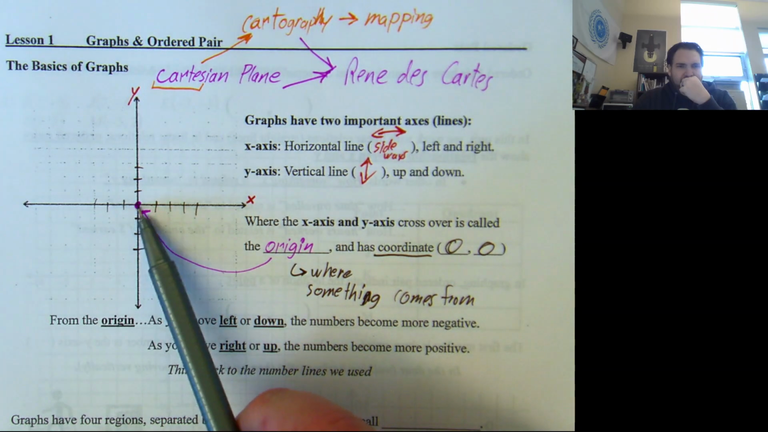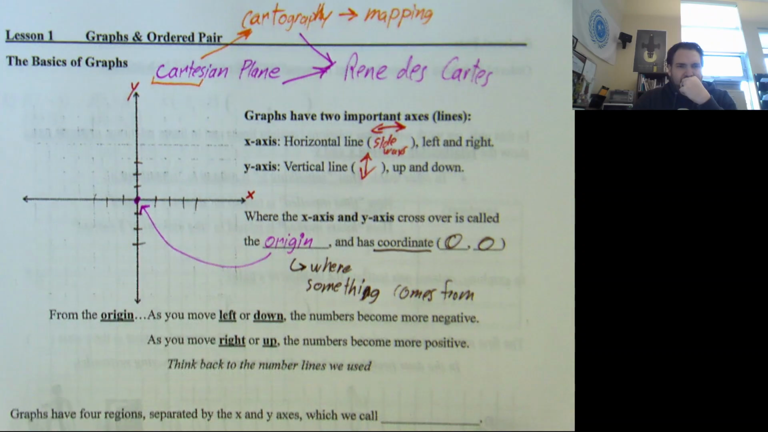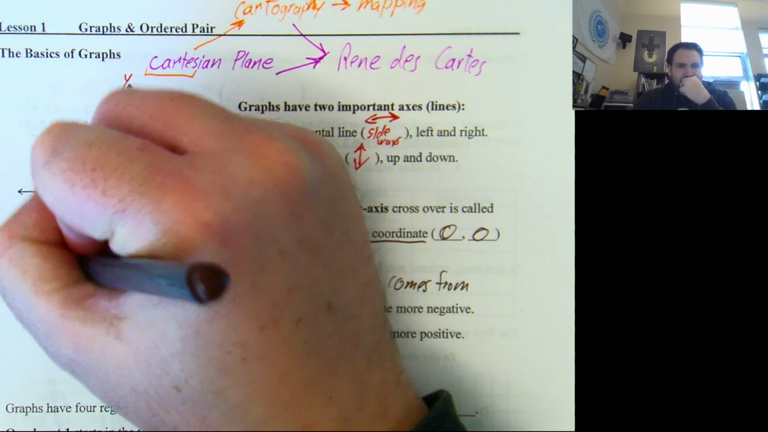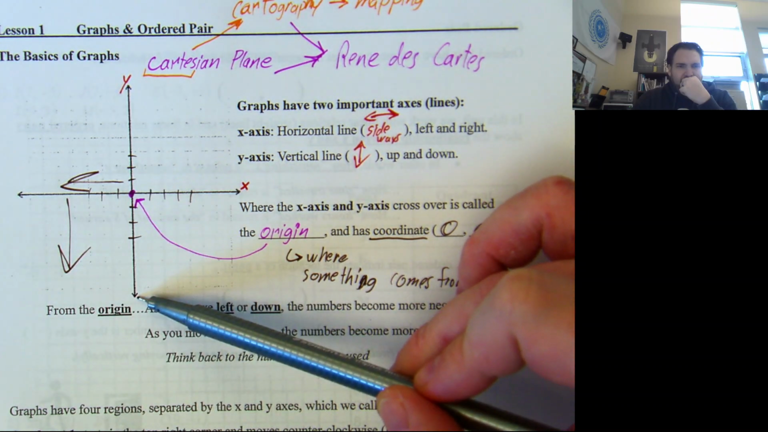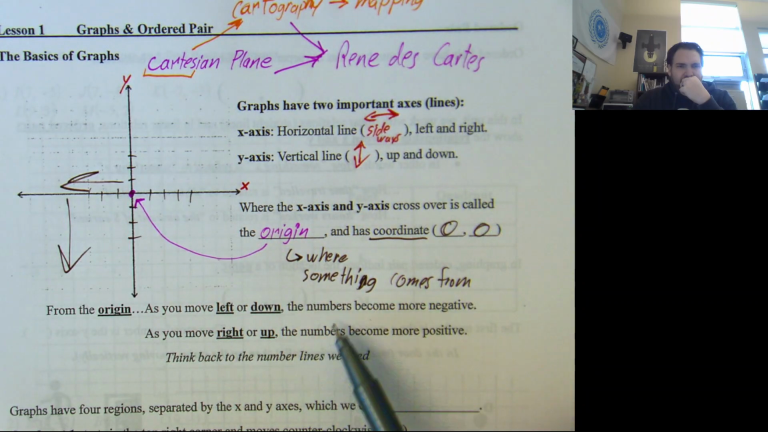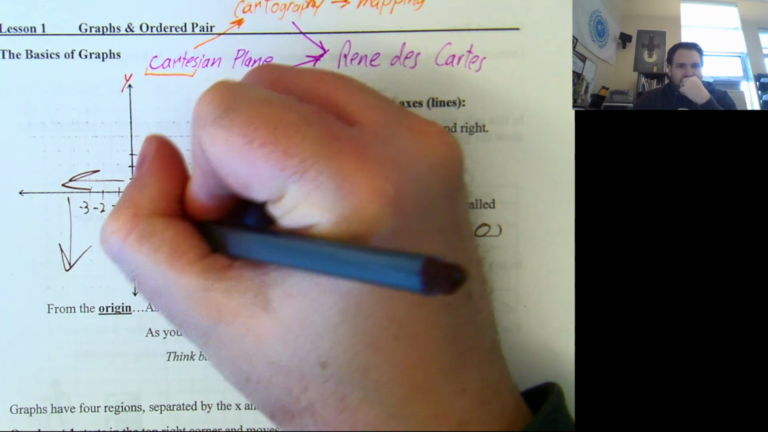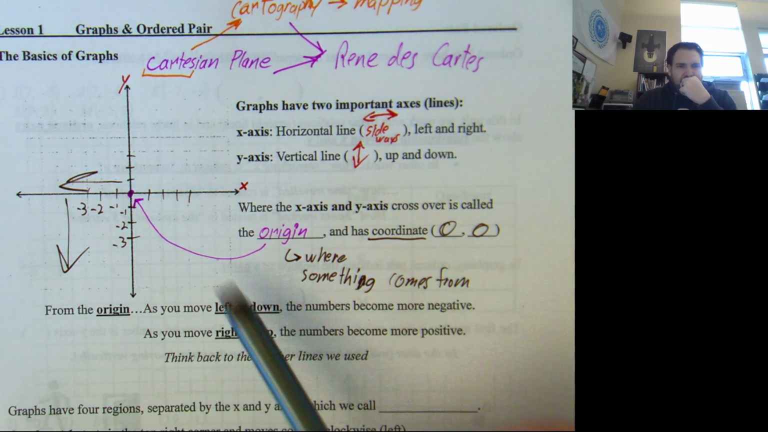Everything gets labeled relative to this 0, 0. You betcha. From the origin, as you move left or down, so if you go this way or that way, left on the x-axis or down on the y-axis, means that your numbers are becoming more negative. So left, you got your -1, -2, -3. Down, -1, -2, -3.